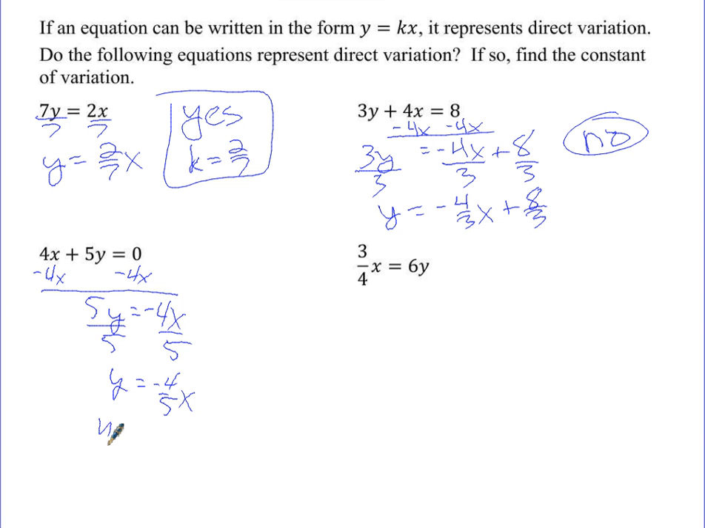Is this direct variation? Yes. So I have to say yes. And then I have to say, what is the constant of variation? Yeah, negative 4/5, that number right there. So I'm going to write k equals negative 4/5. And of course we know that that is also the slope. But since they asked for constant of variation, I'm writing k equals, not m equals.